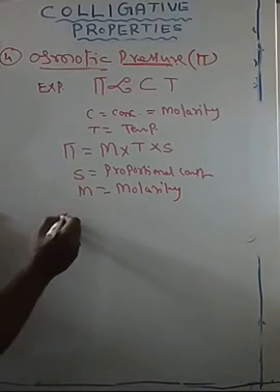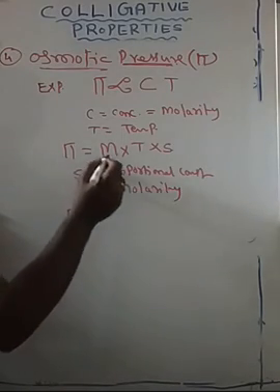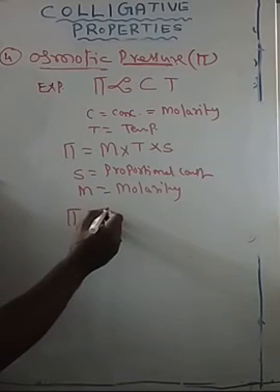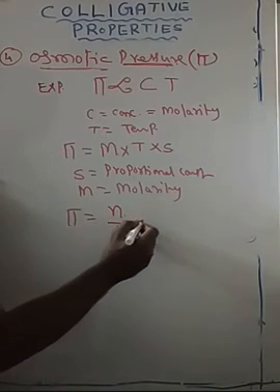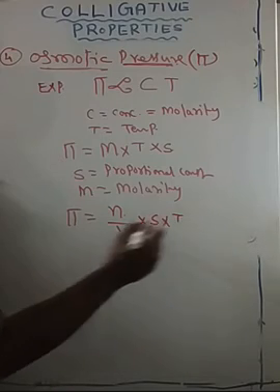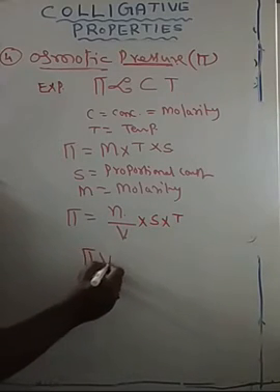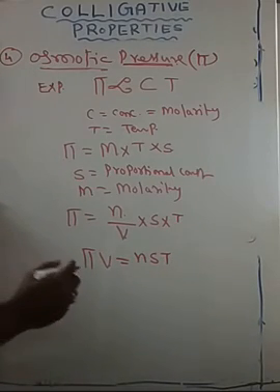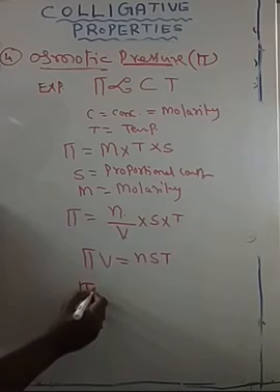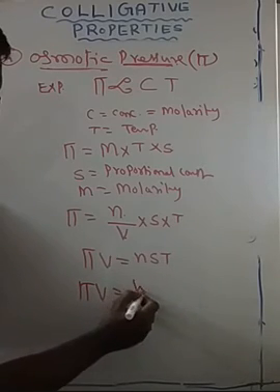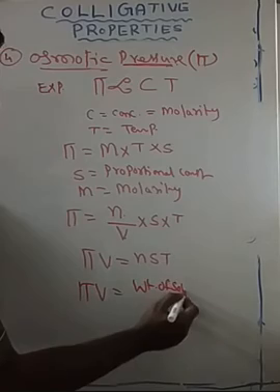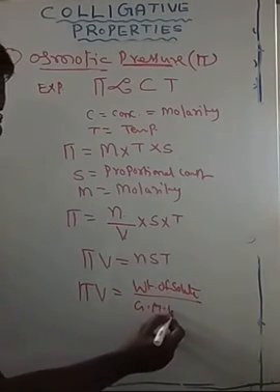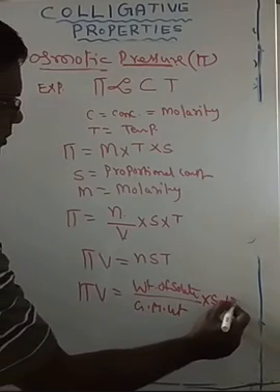Now you know the molarity definition formula. Here pi is equal to M times S times T, where molarity is the number of moles of solute per liter volume of solution. That's why I write N by V into S into T. Therefore, pi V is equal to N S T. Again, what is N? Pi V is equal to the weight of the solute by the gram molecular weight of the solute, into S into T.